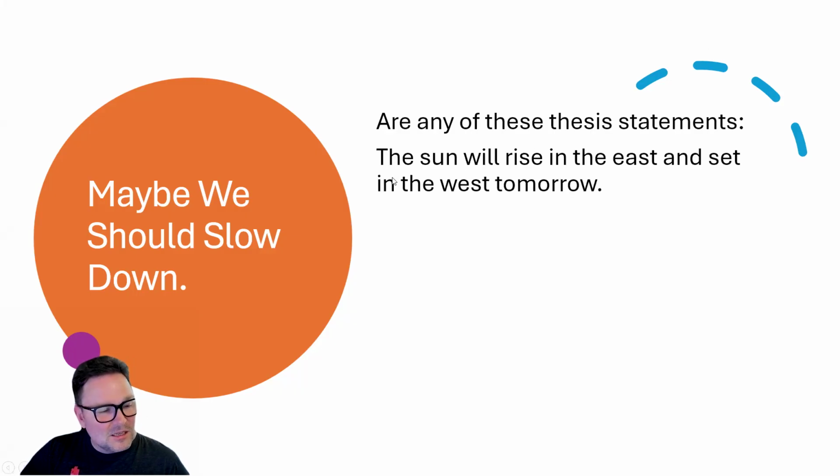Sentences like this, the sun will rise in the east and set in the west tomorrow. Think about this in terms of a thesis statement. If you were going to write a paper and this needed to be the thesis statement, are there any adjustments that you'd make? Are there any revisions that you'd make to this to perhaps make it a more effective thesis statement? Can this be a thesis statement at all?